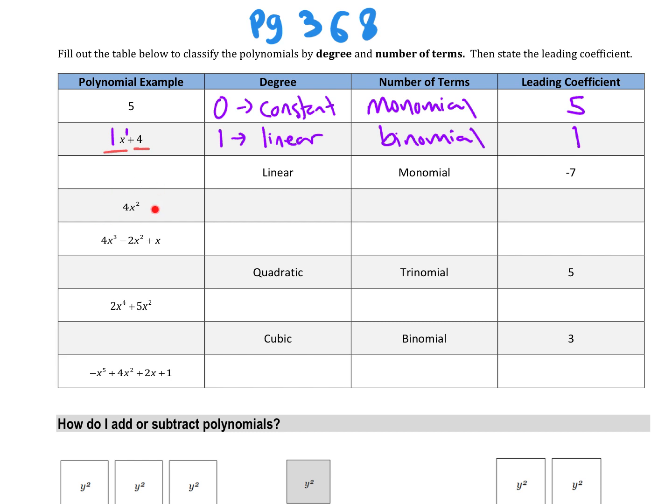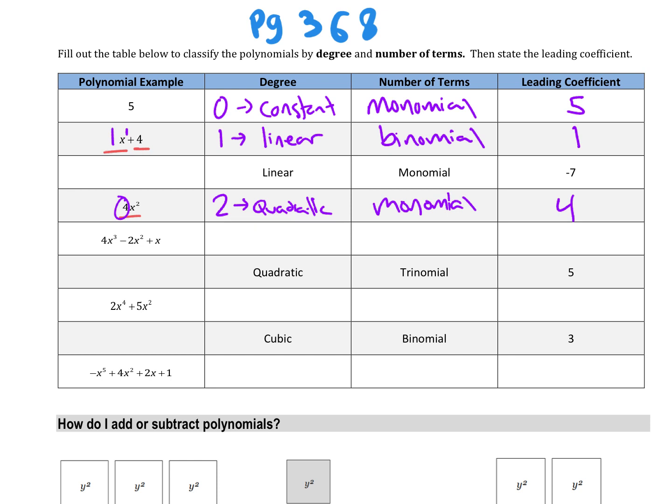Let's look at this one, 4x squared. Okay, 4x squared. I see the biggest exponent is 2. The only exponent is 2. And so when that's the case, that means it is degree 2, which we call quadratic. It is also only 1 term, so that means it is a monomial. And the leading coefficient is the only number in front, and that's 4.